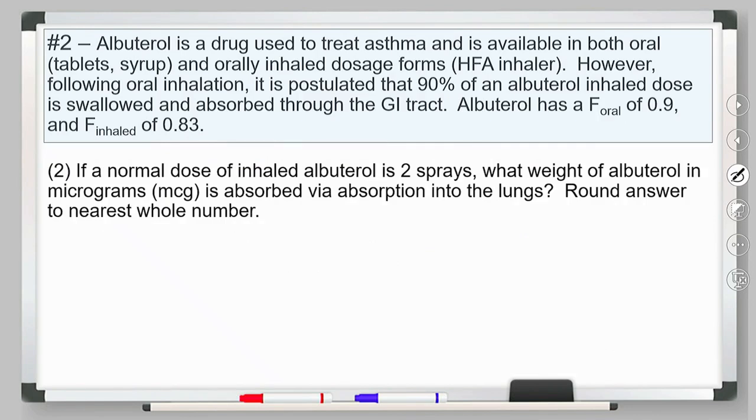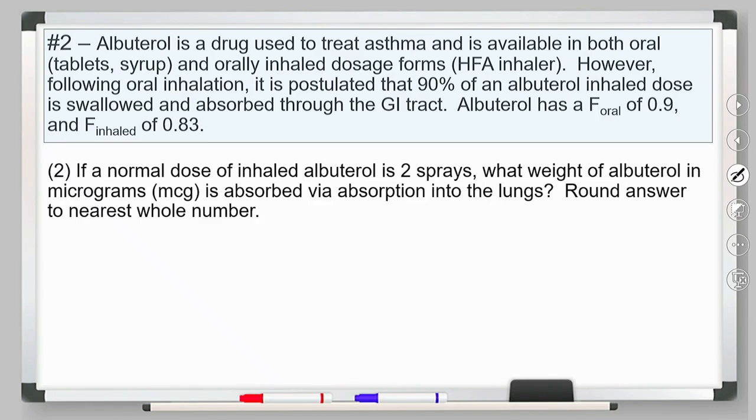All right. So now this question wants to say, okay, given those two sprays or those 180 micrograms, what weight of albuterol in micrograms is absorbed via absorption into the lungs? So tell me, of the 180 micrograms, how many micrograms go into the lungs? Not a hard math calculation as long as you know what to use to do that. So how do I know what amount is going to get into the lungs?